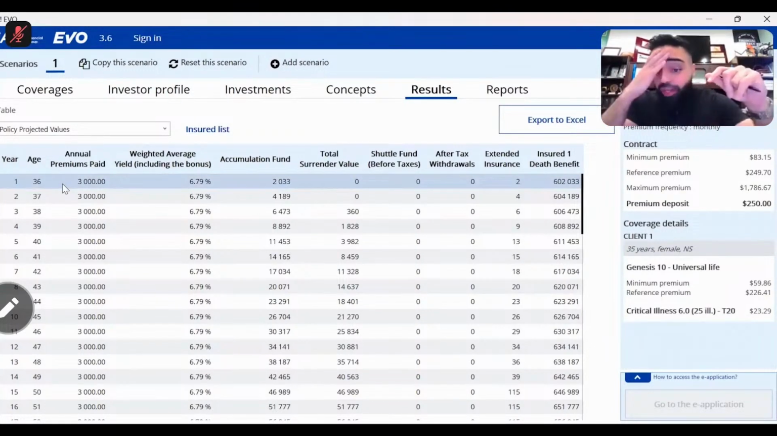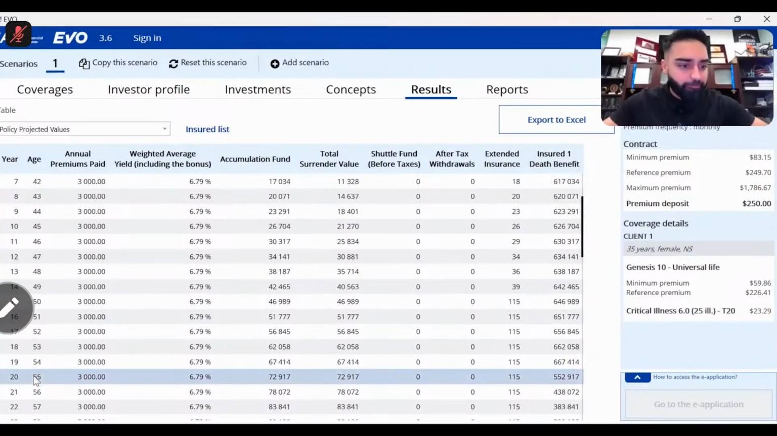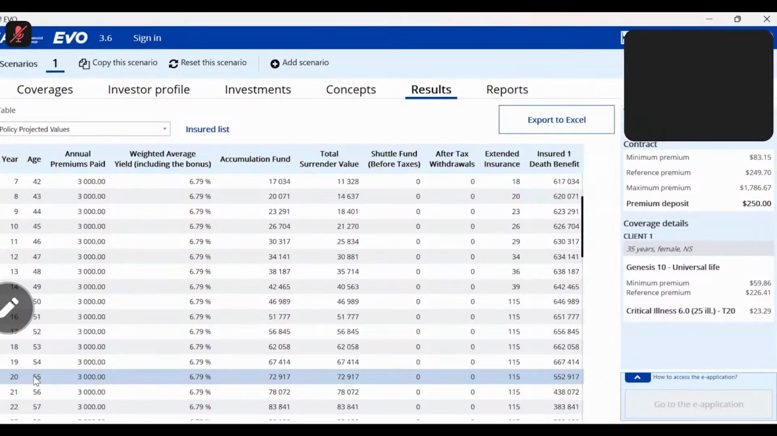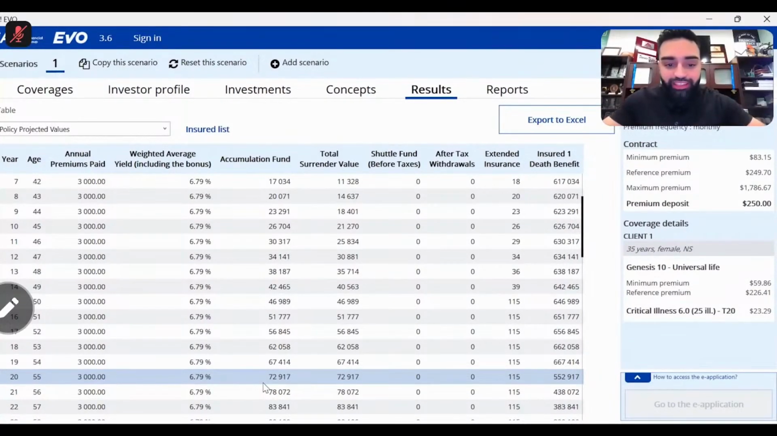Based on 6%, right off the bat, they start off with $600,000 of coverage. They're saving $250 a month, which is $3,000 a year. And here is their accumulation fund. Okay, this is the money they have invested. I want you to pay attention to the year 20. Okay, Harman, do you have a notebook? Yes, please. I'm writing notes. Okay, can you please write this number down?